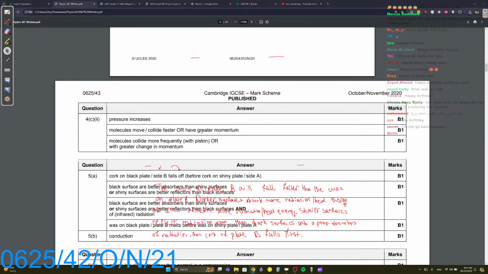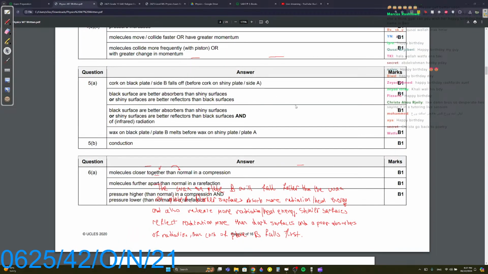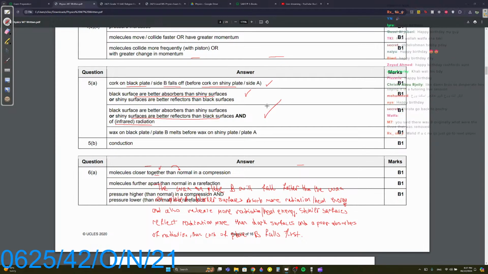Let's open the marking scheme for this and explain. So it's 4 marks. There is a mark for each. We have to state that the cork on the black plate falls off before A. We said that, so we got 1 mark. You have to say that black surfaces are better absorbers than shiny surfaces. We said that. That's 1 mark. And you're also supposed to say that shiny surfaces are better reflectors of radiation than black surfaces. So that's 3 marks. And then you have to say the wax on plate B melts before A.